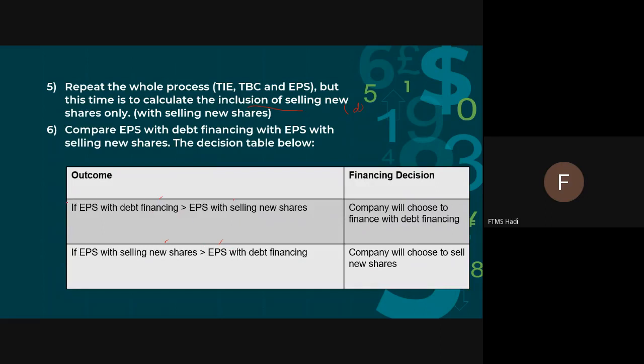Okay, because why? EPS means earnings per share. Of course, they want to choose the highest one. Let's say if EPS for this one is 1.2 and this one is, let's say, 0.8. This is more profitable through debt financing rather than new shares. Okay, let's say this one is 2 ringgit, this one is 1.50. That means selling new shares is more profitable than having a loan. So that is how it works.